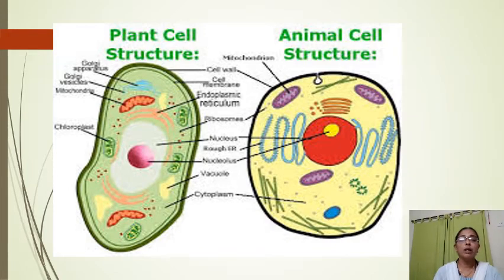That is the mitochondria. Mitochondria is present in both cells. Chloroplast is present in plant cells but not in animal cells. Cytoplasm is present in both plant and animal cells. Vacuoles you can see in the plant cell. The nucleus is present in both plant and animal cells. Endoplasmic reticulum, cell membrane, cell wall, all these things you have to name.